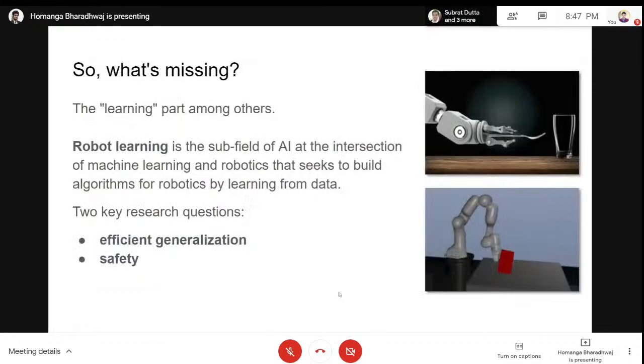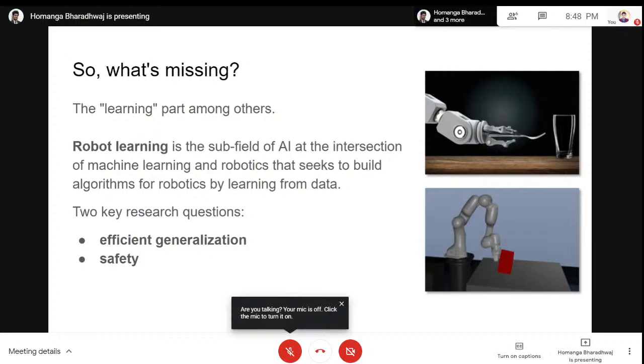Then the question becomes, what's missing from the current pipeline and the current industrial deployment? And I argue that that is the learning part, among others. Most of the approaches that we have in industry so far in robotics do not involve any sort of learning from data. They are basically designed controllers that control the robot, and there are no hard guarantees that the robot will continue to work when the environment slightly changes, because there is very little generalization in that case.